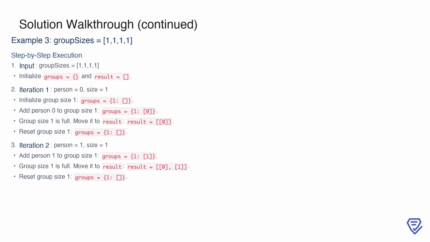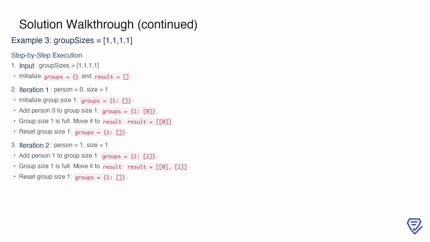In this example, we have group sizes equals 1, 1, 1, 1. As always, we start by initializing groups as an empty dictionary and result as an empty list. The first person, person 0, has a group size of 1. Since this group size is not yet in the dictionary, we initialize it and add person 0 to it, making groups 1, 0. This group is now full, so we move it to the result list, updating result to 0. We reset group size 1 in the dictionary, leaving groups as 1.